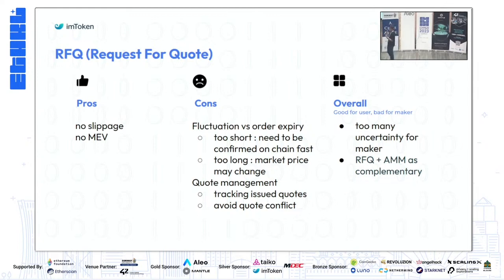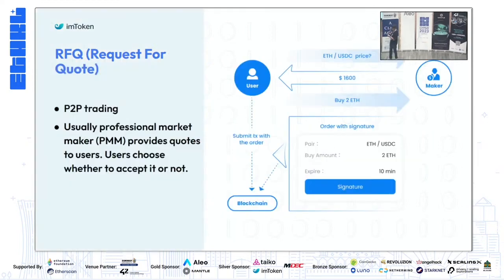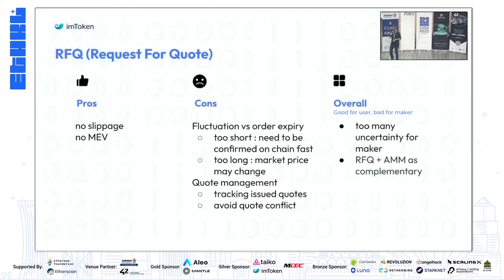So the first one is fluctuation versus the order expiry. Like we said, the order will have an expiry field to specify the valid time window or duration of that price or quote. If that window is too short, it will require the user to submit the transaction and get it confirmed on chain in a very short time. That means the user needs to sign and submit the transaction to the blockchain. They may also need to adjust the gas price accordingly because congestion and network conditions are not predictable. But it is good for the maker because of the risk.